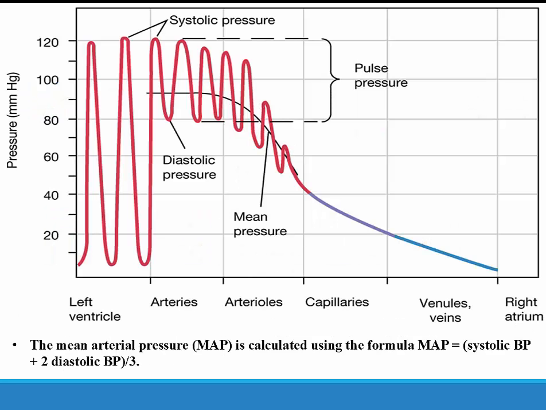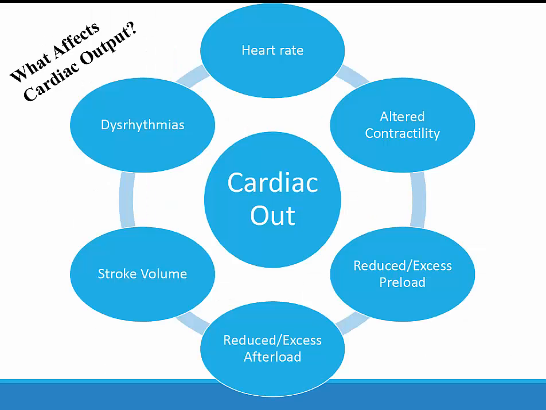The mean arterial pressure is calculated using the formula: systolic blood pressure plus 2 times the diastolic blood pressure, divided by 3. What affects cardiac output? That would be the heart rate, altered contractility, reduced or excess preload, reduced or excess afterload, stroke volume, and dysrhythmias.